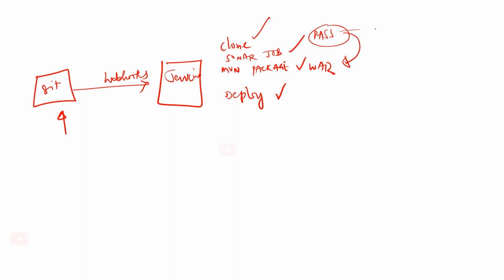If it fails, what you can do is raise an email notification or a Slack notification. You can also integrate with Jira directly in Jenkins. As I said, you can integrate with your workflow. Whether you're integrating with Maven or directly with Jenkins, it's up to you.